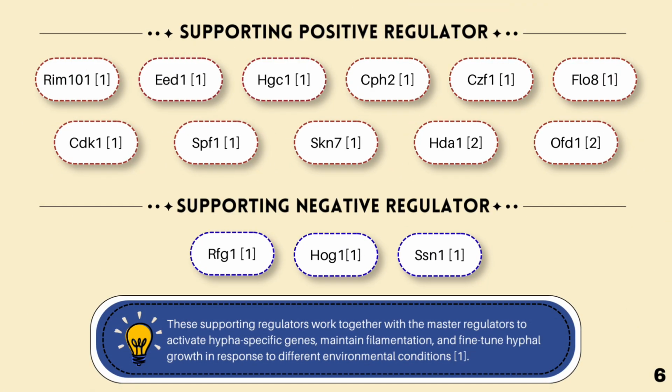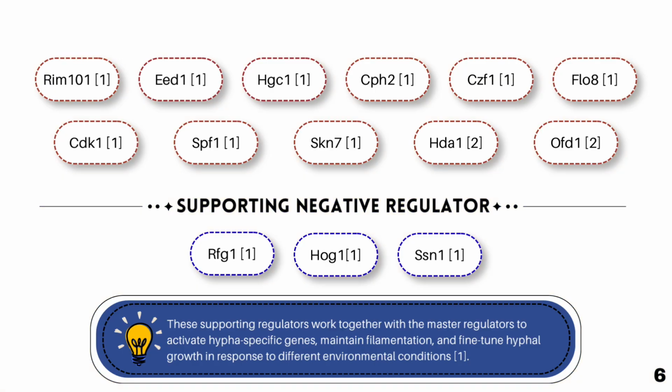These are the lists of supporting positive and negative regulators. Generally, these supporting regulators work together with master regulators, either to activate or inactivate the hypha-specific genes, maintain the filamentation, and also fine-tune hyphal growth in response to different environmental conditions. If you are wondering what the difference between master and supporting regulators is, one of the differences is that a master regulator is like the center of all regulators, while supporting regulators need help from the master regulator to be activated and do their work.